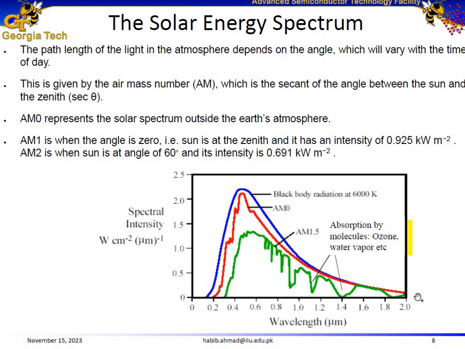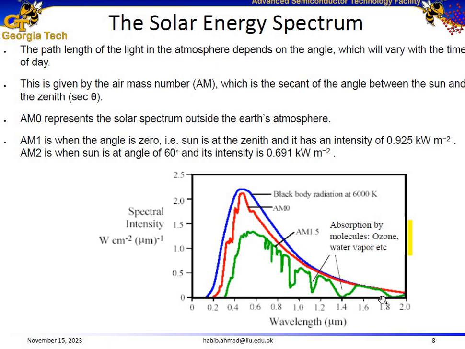Then we have the same spectrums. The blue curve over here represents black body radiation at 6000 Kelvin, and the red curve represents the solar spectrum at the top of the atmosphere. There is another terminology called air mass, and air mass represents the angle of incidence of the solar spectrum on Earth. For example, at the top of the atmosphere, it's represented with the red curve. We call it air mass 0. Then you see this green curve over here.